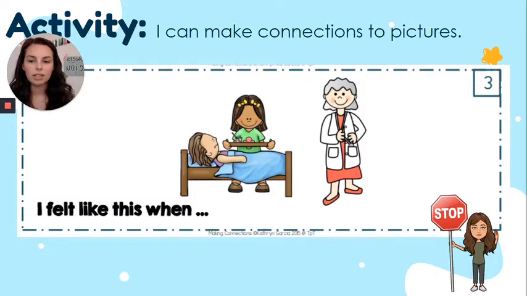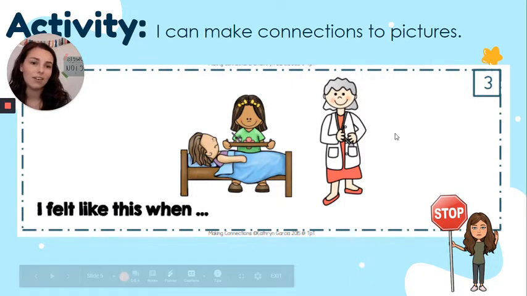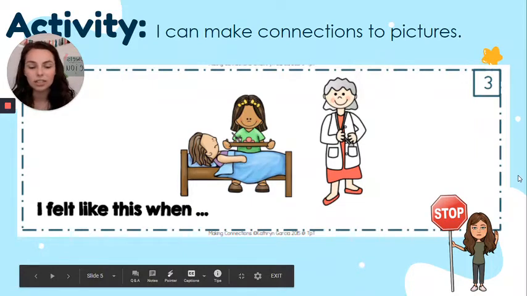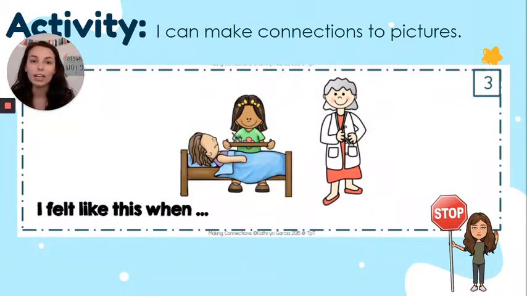You might have thought, I felt like this when I was sick last year, or I was sick this week, or I was sick last month. So you might have felt sick before, or you might have connected to this little girl right here. You could have said, I felt like this when my sister was sick and I tried to help her. Or you can say, I felt like this when I had to go to the doctor. So there are lots of different ways you can make connections. There's not one right answer, there's a lot of right answers.